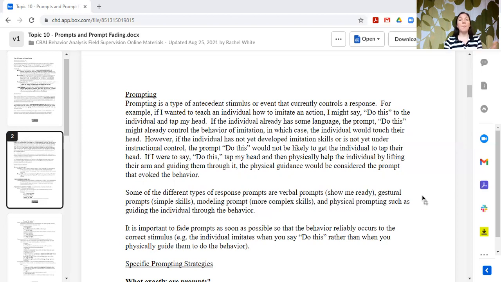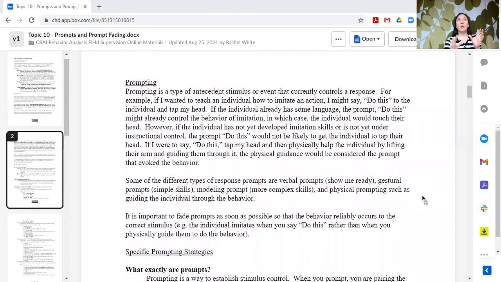I might need to use some physical guidance to show them what I want them to do. Or I might need to use another cue that works for that individual that would control them reaching to their head and copying that. There are different types of prompts. There are response prompts, which are stimuli that control the actual behavior of the learner. And there are stimulus prompts that affect the presentation of the stimuli. Some of the different types of response prompts are verbal or spoken prompts, gestural prompts, modeling prompts, physical prompting.